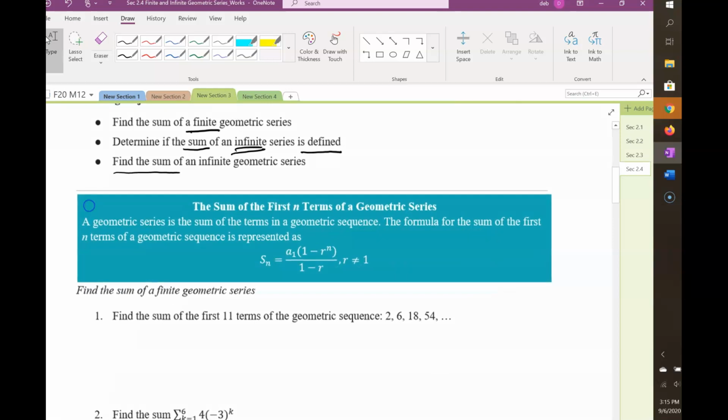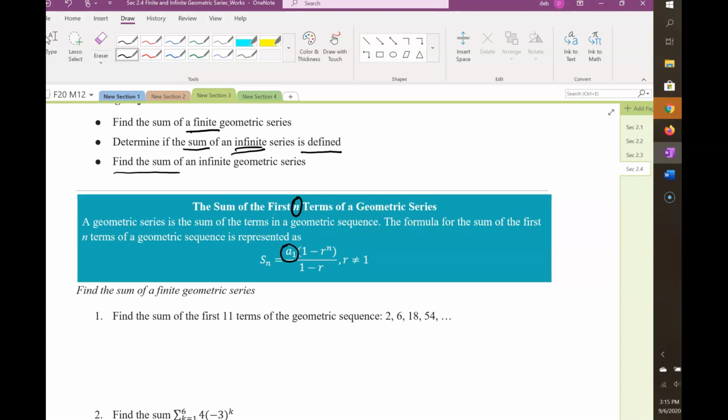Okay, so the sum of the first n terms of a geometric series is a formula, and if we think about it, we can figure out how they came up with this formula. This is the formula that we get, where a sub 1 is the first term, times 1 minus r to the power of n, over 1 minus r.